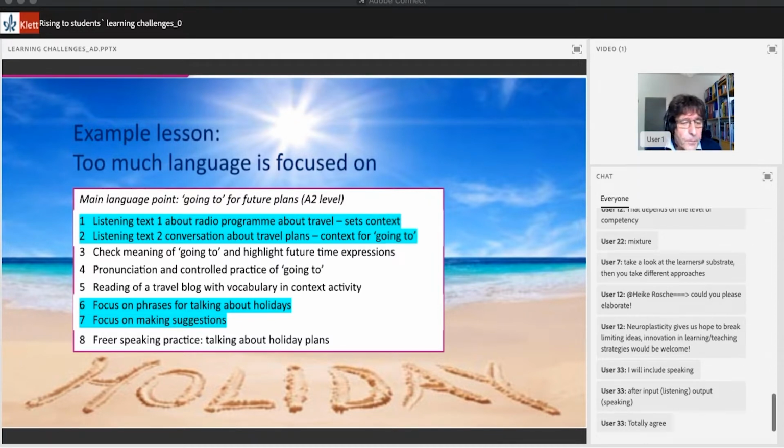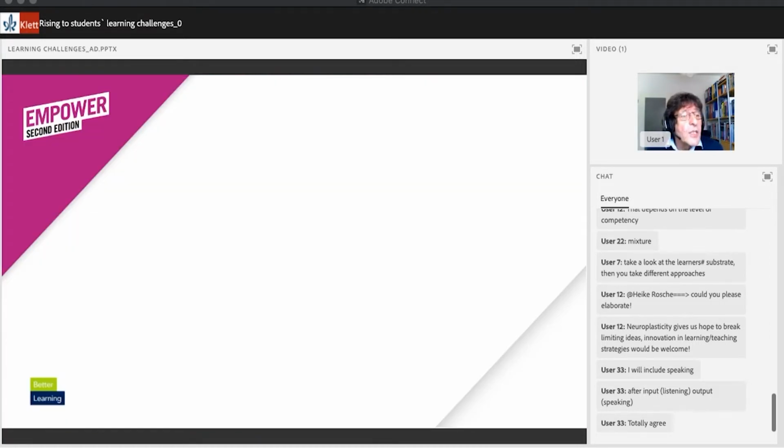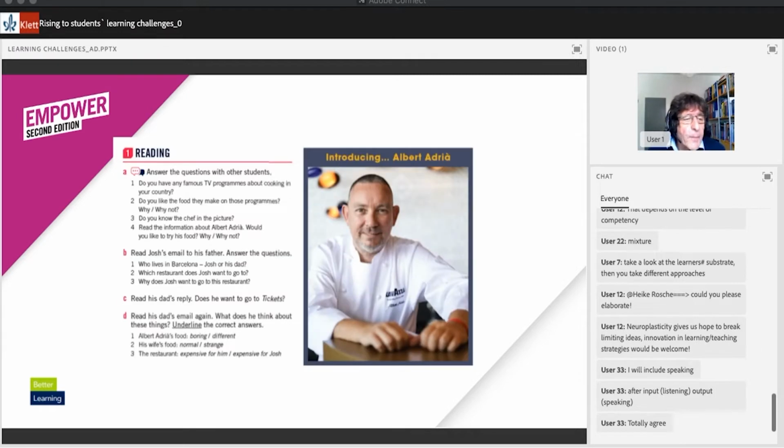In developing Empower and Empower second edition, we were very conscious of the problem of cognitive overload, and we tried to find ways to avoid having overload in the lesson. And so just as a contrast, I'd like to show you an example of an A2 lesson from Empower second edition. Instead of having 8 stages, it's only got 5. And this is what happens.